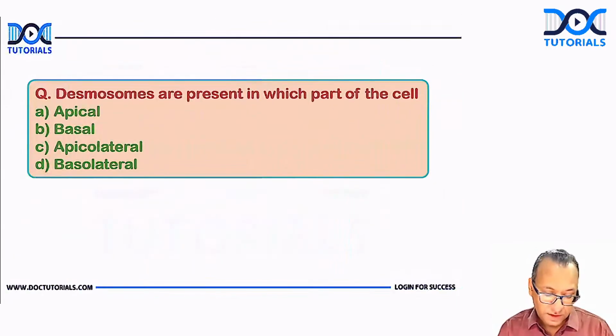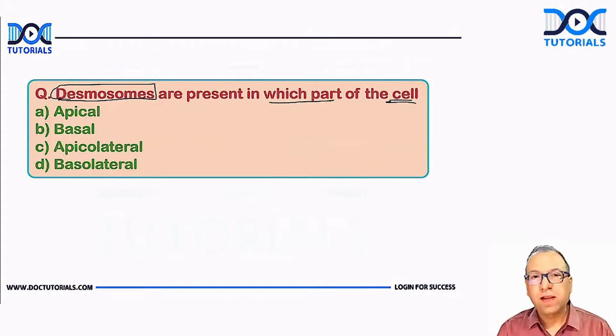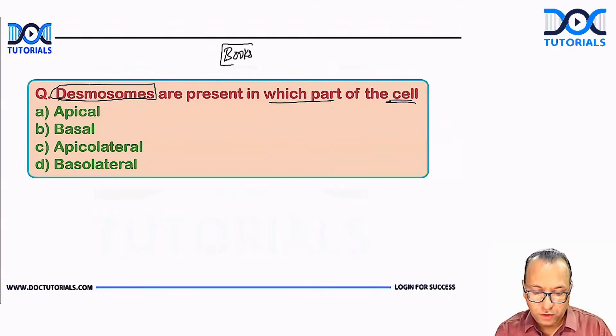Looking at the next question, desmosomes are present in which part of the cell? Now you have to be careful. Though there are some authors who use some terms, you should always follow convention. You should always give your answer from the books. So which is the best book for such a scenario? It is Gray's Anatomy. You look at Gray's Anatomy and you'll get your answer.